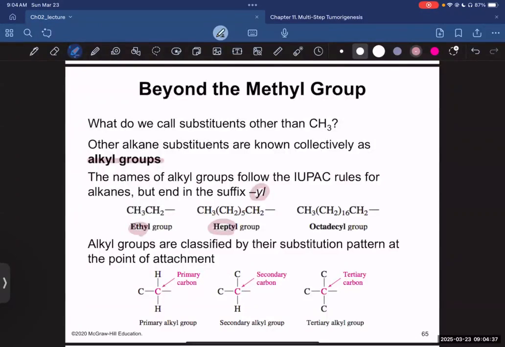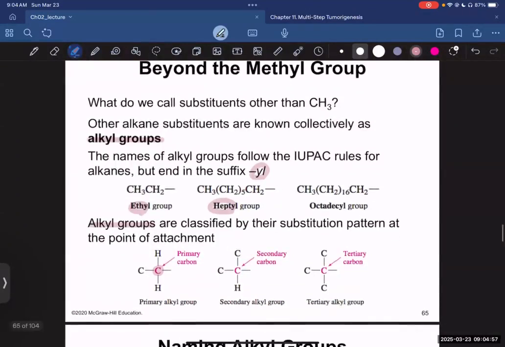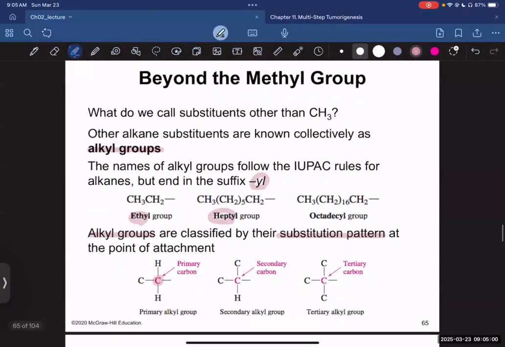Now, when we look at these alkyl groups, the important thing to note is the specific carbon that is attached to the rest of the parent chain. We want to know, with respect to this specific carbon, how many other groups or carbons are bonded to it. That tells us the substitution pattern at that specific point of attachment, which in this case is the carbon. So how many of the bonds that it makes to that specific carbon are substituted by something other than a hydrogen.